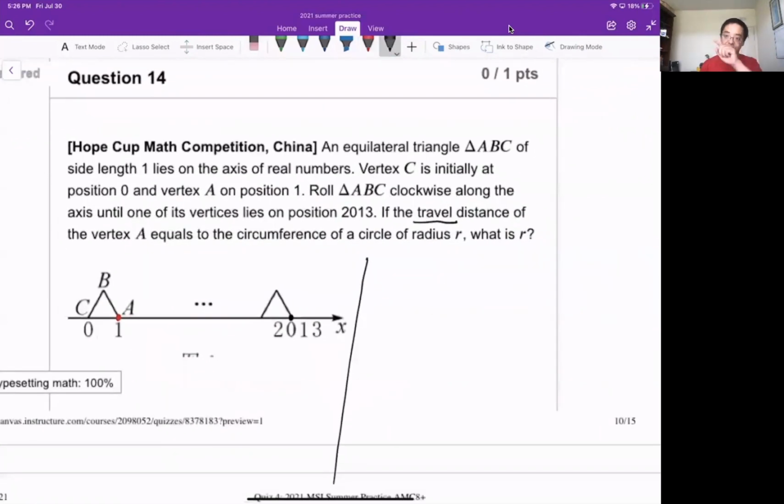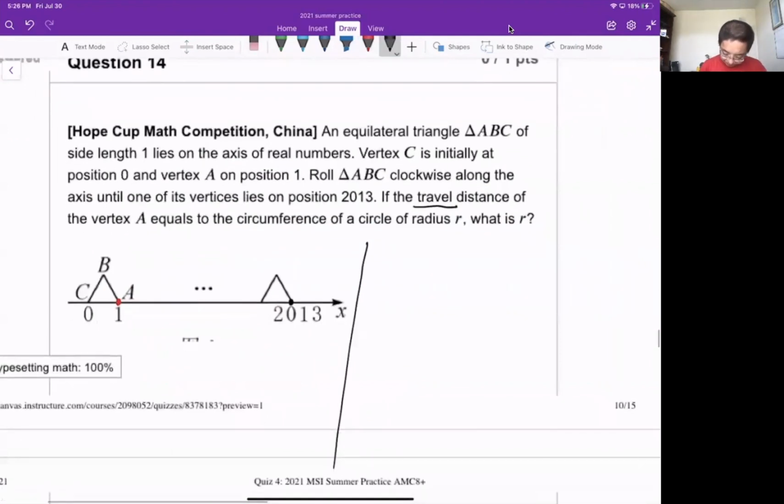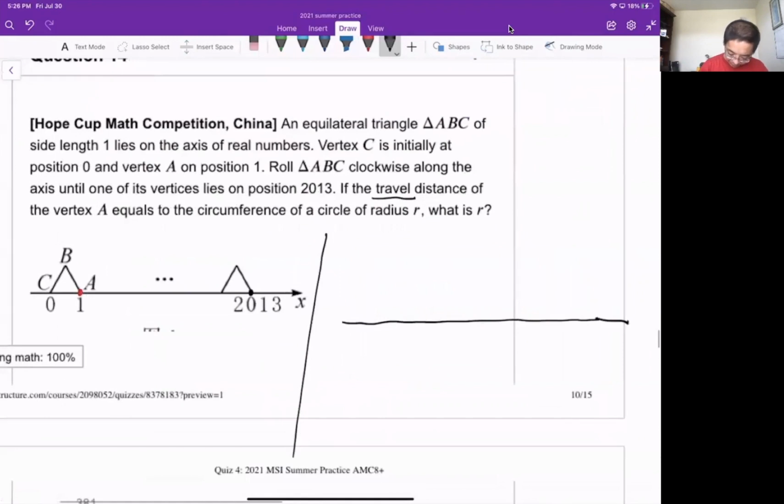To solve the problem, first let's identify the pattern, how the triangle is moving. We start from triangle ABC. So this is A, this is B, and this is C. This is position 0 and this is 1. Now we roll it clockwise, and the next position will have A here, and B next, and C will be here. So this is 2.